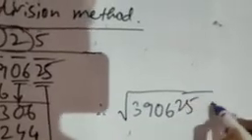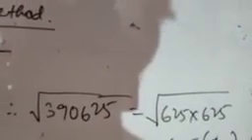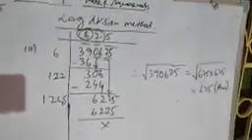So we can write 390625 equals 625 into 625. Your answer will be 625. This is the answer for the third question. Clear? Next.